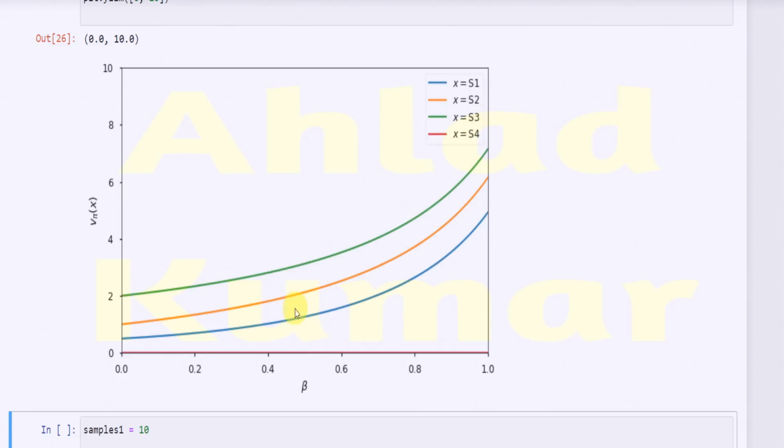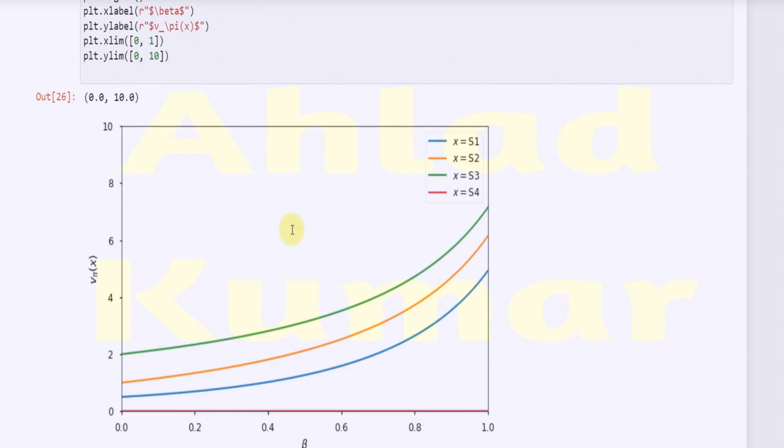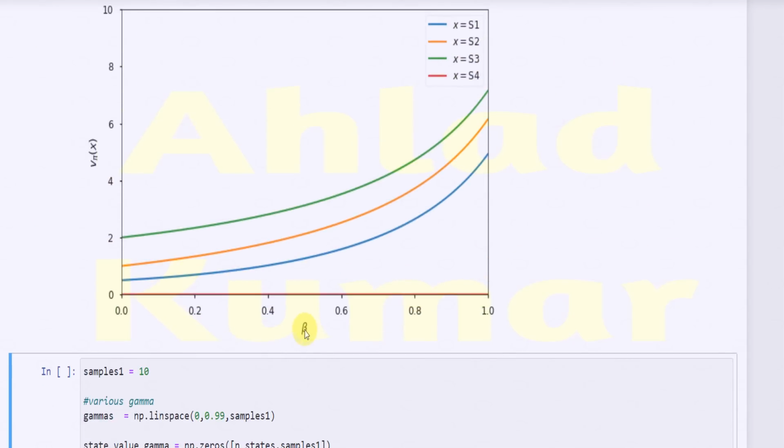And from this it is clearly visible that for any policy, whether it's a 50-50 policy or a policy with beta equal to 1 or 0, being in state S3 is always profitable, because this is giving you the maximum return as far as the way we have defined our MDP. So this is showing you the variation of the value of state as a function of beta.